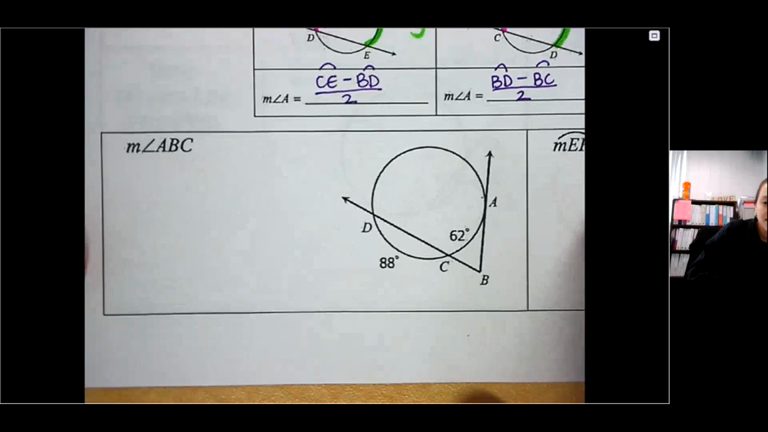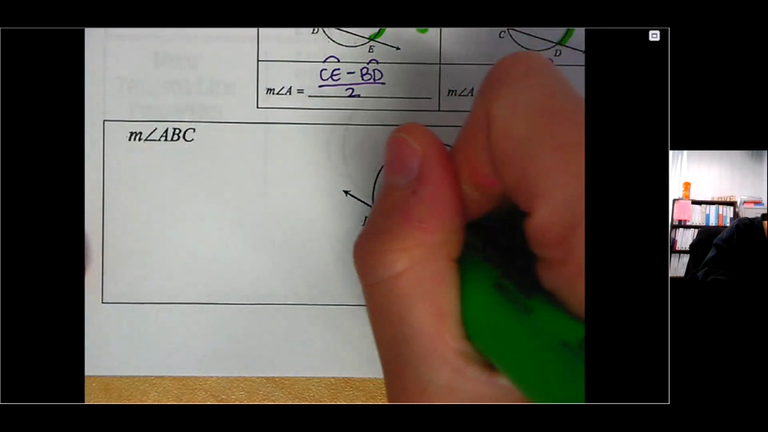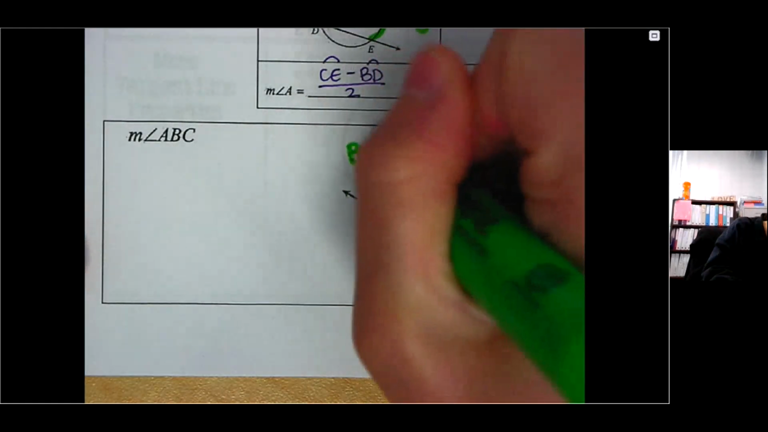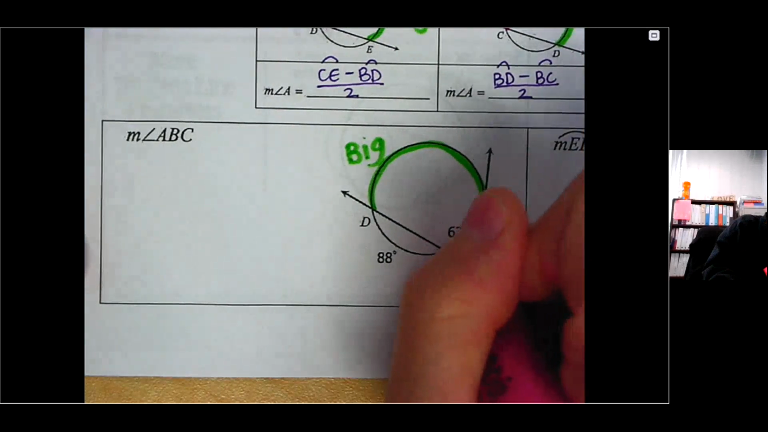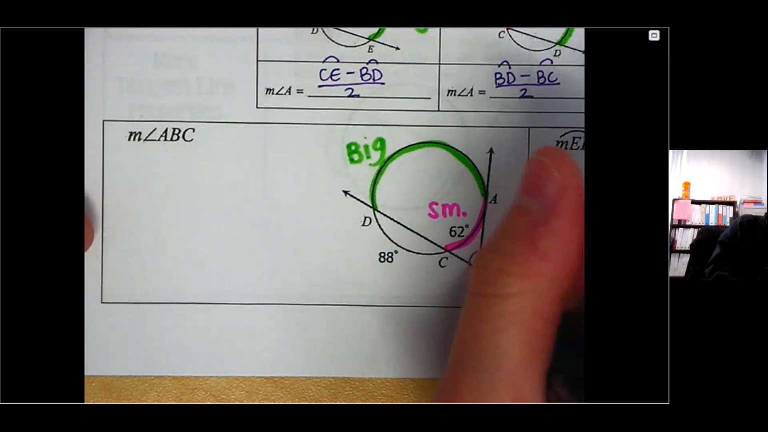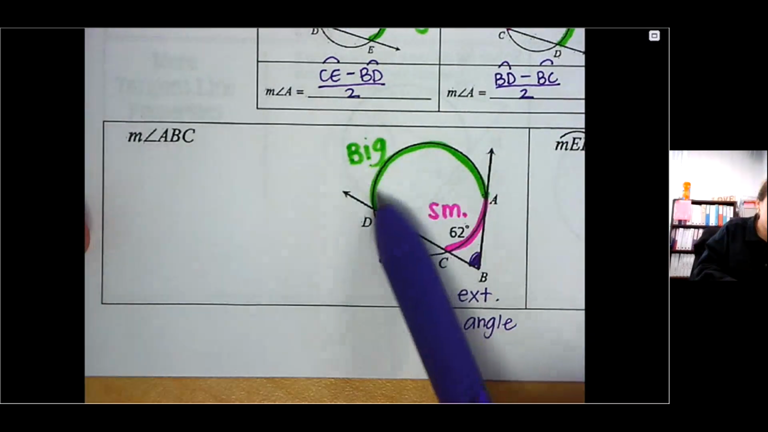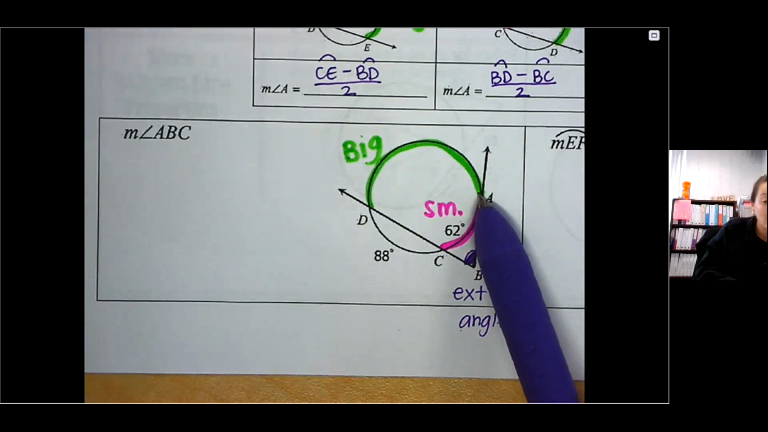So in this first example here, my big arc is going to be AD. My small arc is going to be right here, the A to C, that's my small arc. And I'm trying to find the measure of angle B, which is my exterior angle. Now, my only issue right now is I don't have the measure of this big arc. So it's really hard for me to do the problem if I don't know that.